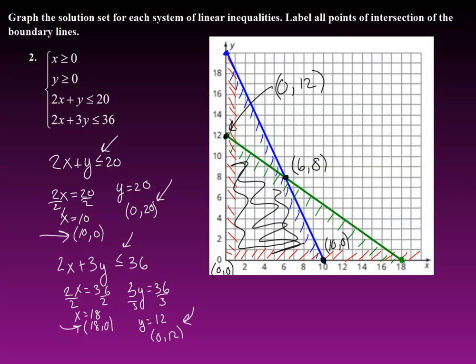And so the area that worked for all of them is that corner area that is some sort of quadrilateral. And then we labeled our points that are on the boundary. So we have one here at 10, 0. We have the one at 6, 8, one at 0, 12, and one at 0, 0. And that's how we graph solution sets of systems of linear inequalities and label all the points on the intersection of the boundary lines.